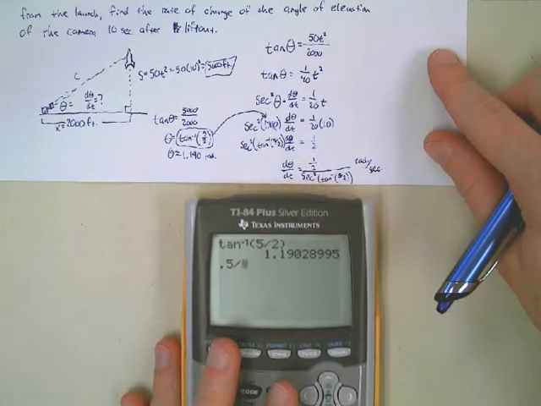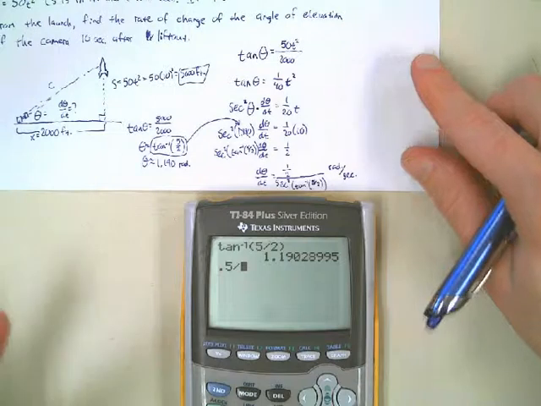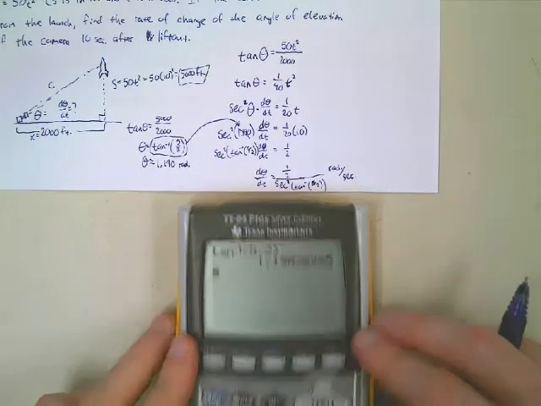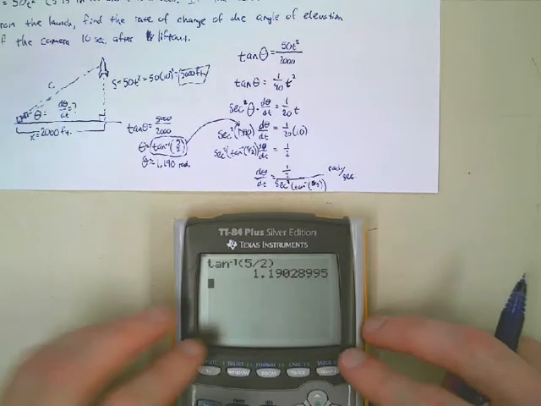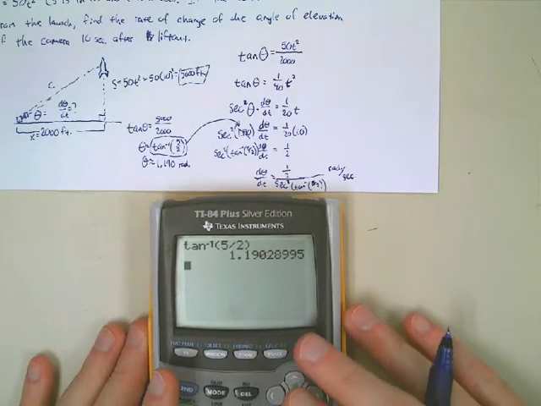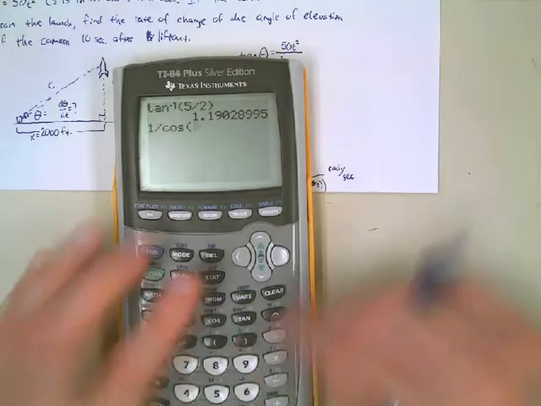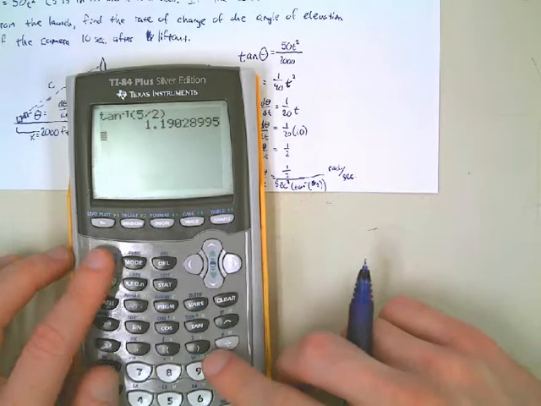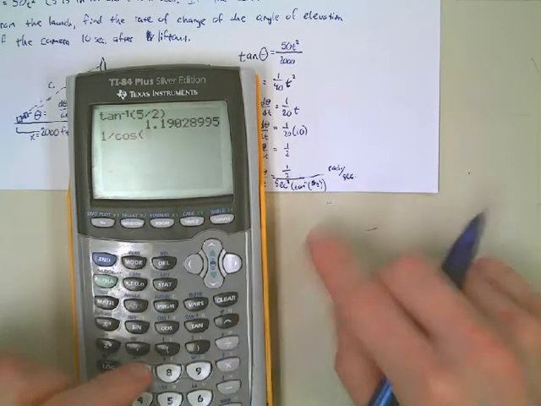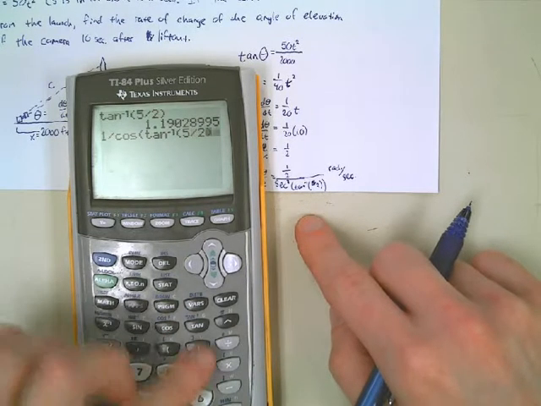I did radians. So if you did degrees, then you want to put it that way. I'm going to find the denominator first and then just do 1/2 divided by that. So let's see, how do we do secant squared in our calculator? It's 1 over cosine of tangent inverse of 5/2. And I want to square this whole quantity, because it's secant squared.